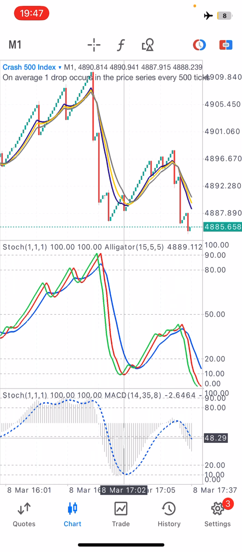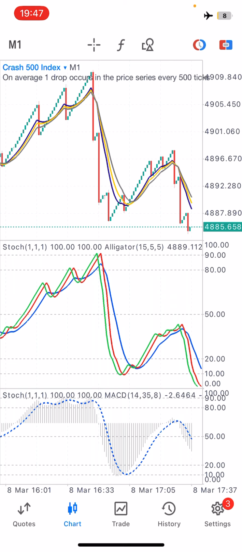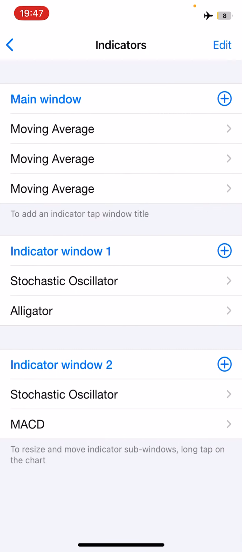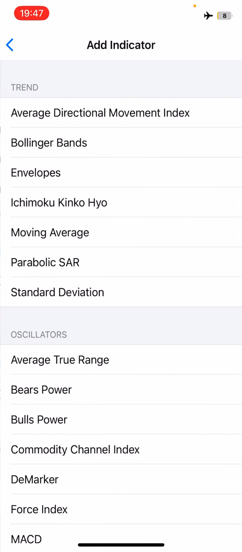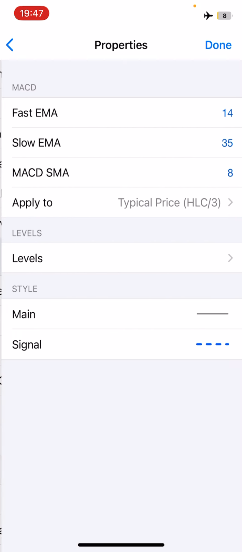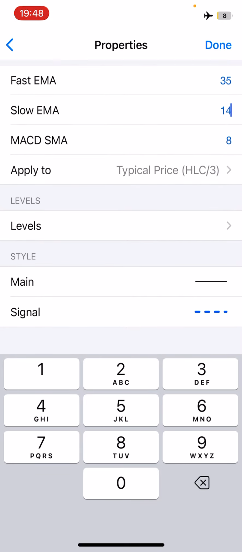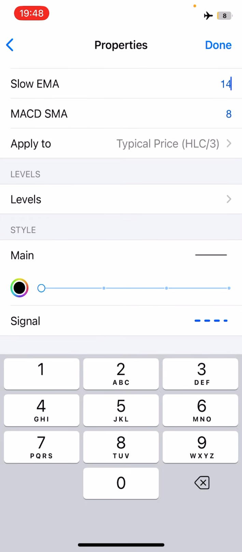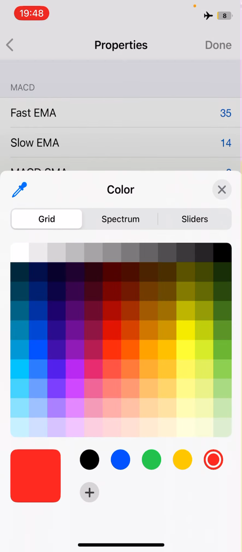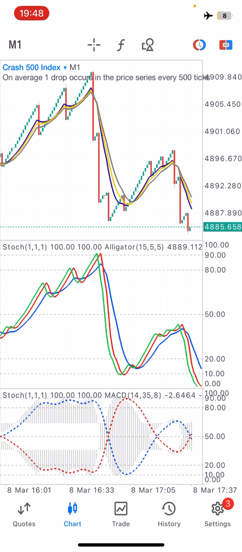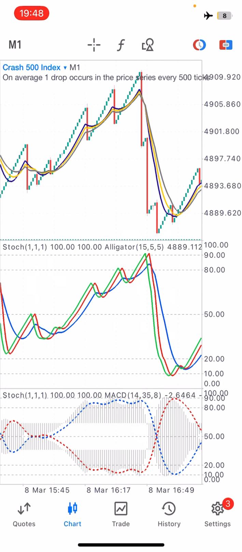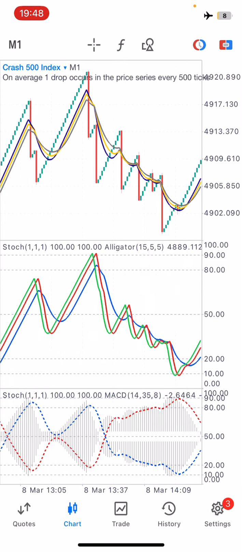Okay, and then last but not least, we want to add another MACD under our indicator window 2. So I'll click window 2 again, then look for the MACD. This time our fast EMA is going to be 35, our slow EMA is going to be 14, our MACD SMA will remain as 8, and then apply to typical price again. And then the main will have the black color. The signal, I'll change it to be red, and then I'll click done. And as you can see, we have managed to install our strategy.